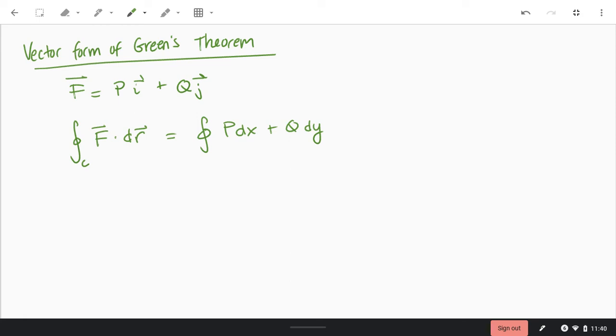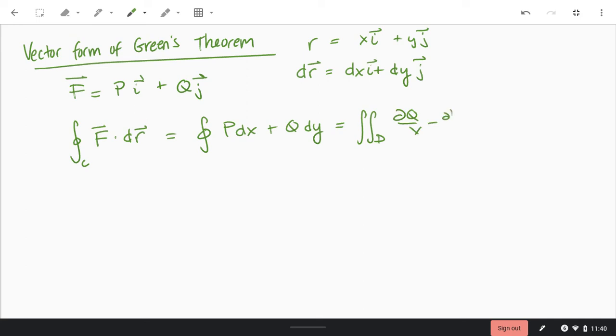Right, because dr is dx plus dy. I guess dx in the i, dy in the j, because r is xi plus yj. And then again with your Green's theorem, that's the double integral over the region of dQ/dx minus dP/dy dA.